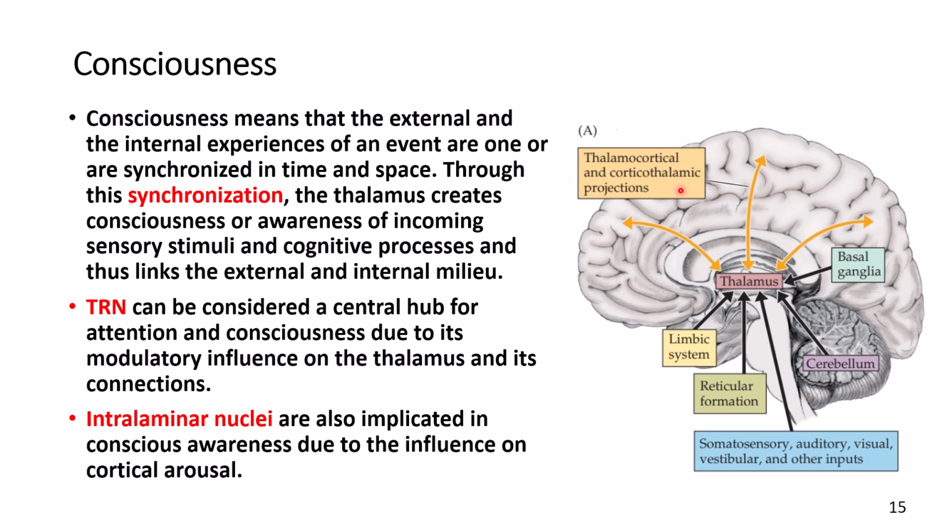aware at that moment. And the nucleus that is really important is the thalamic reticular nucleus. This is really important. It has a lot of connections with the cortex of the brain, and it activates different parts of the brain, and also it deactivates different parts of the thalamus, depending on the type of stimulus. So that's why you can make it focused. Also, intralaminar nuclei are important for consciousness and cortical awakening.